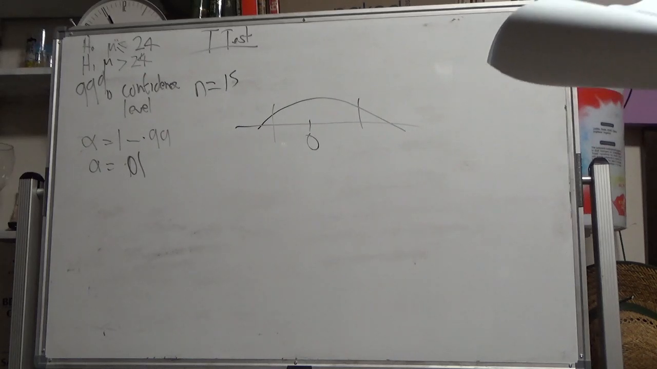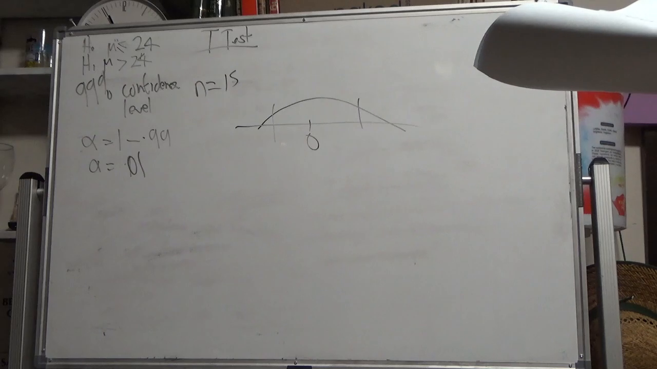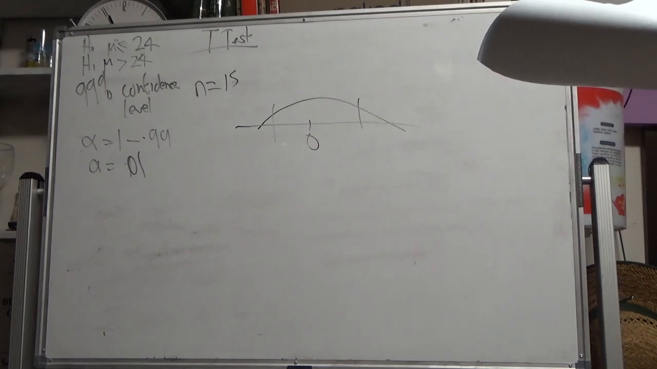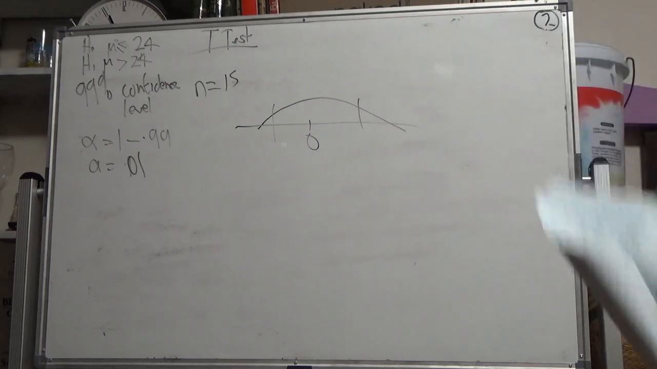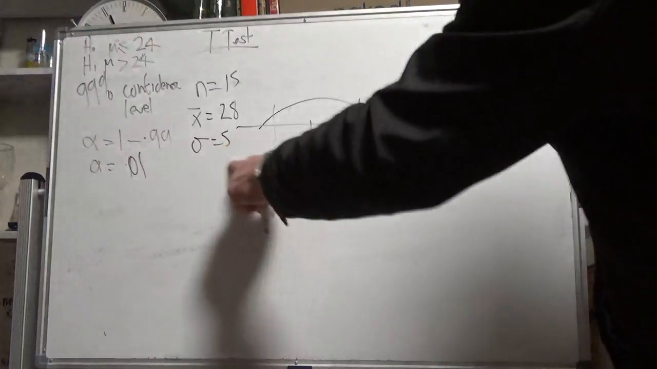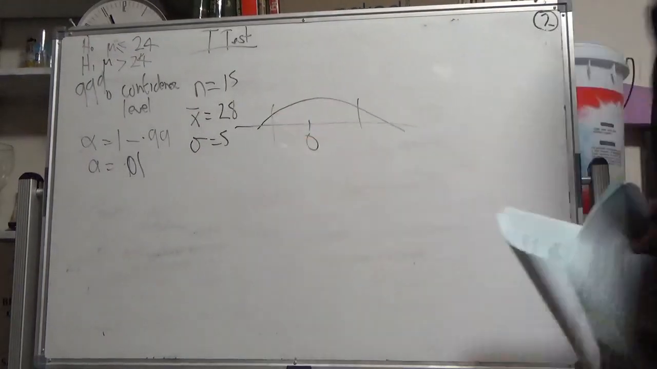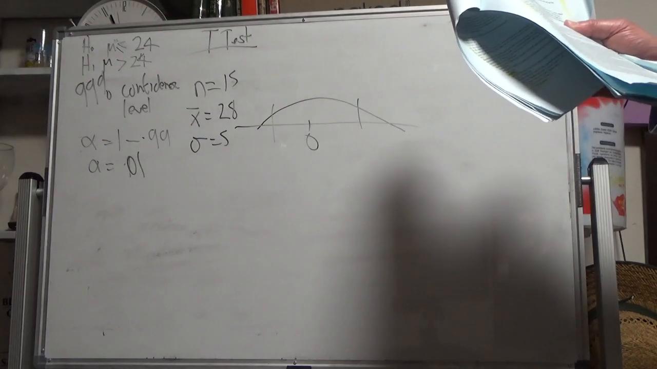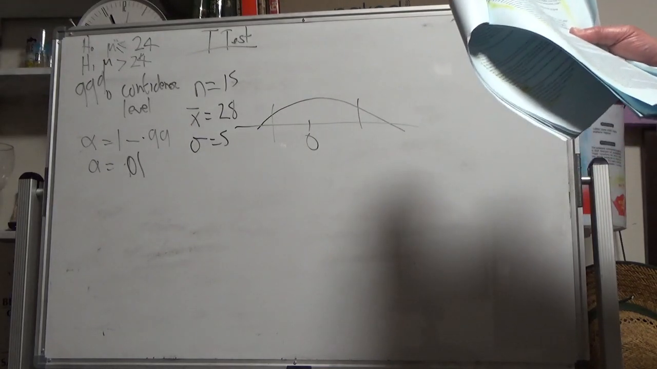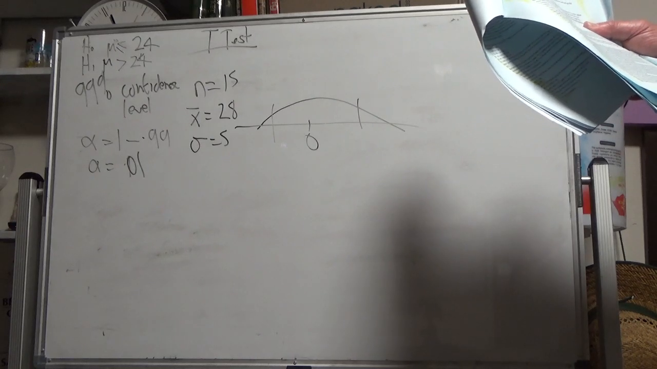Now we've got to set a level of significance. We have 0.01, and we've got a sample mean of 28 minutes and a standard deviation of 5. So s equals 5. Sometimes standard deviation is denoted by just a little s. Remember that's your sample mean. So now we've got to go and calculate our t-statistic.